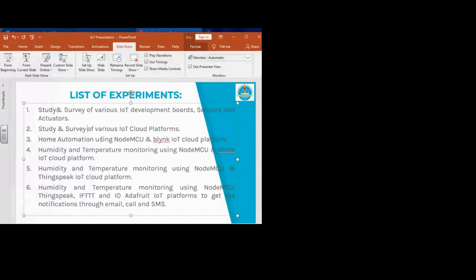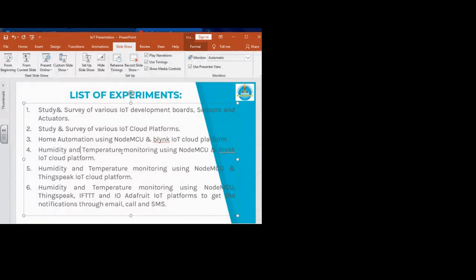Got it? Now after the second, the actual implementation starts from your third experiment, that is home automation using NodeMCU and the Blynk IoT cloud platform. So I need to operate any device in your home with the help of NodeMCU and the Blynk IoT cloud platform. You can install the application on your mobile phone, configure it based on the sensor interface to your NodeMCU, and with a single click turn the fan on or off, or turn on the lights or any appliances at your home, isn't it? So home automation is your first basic experiment in the list.